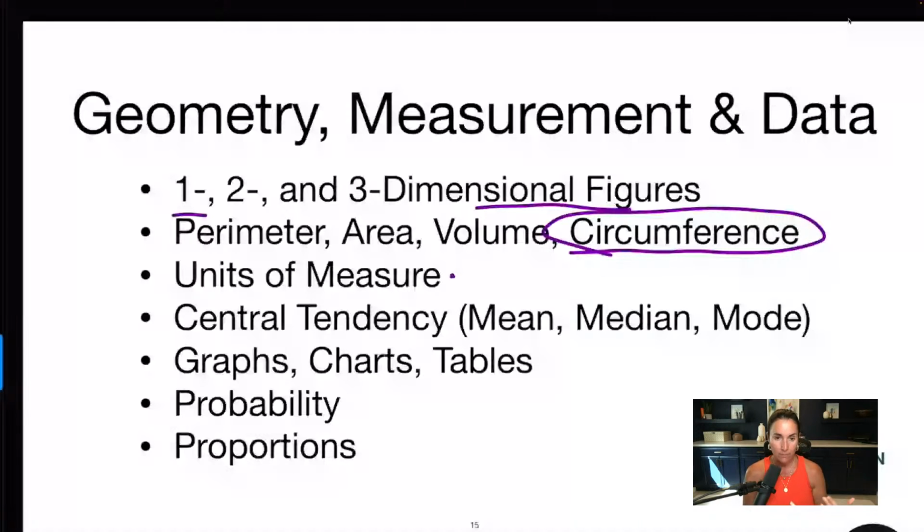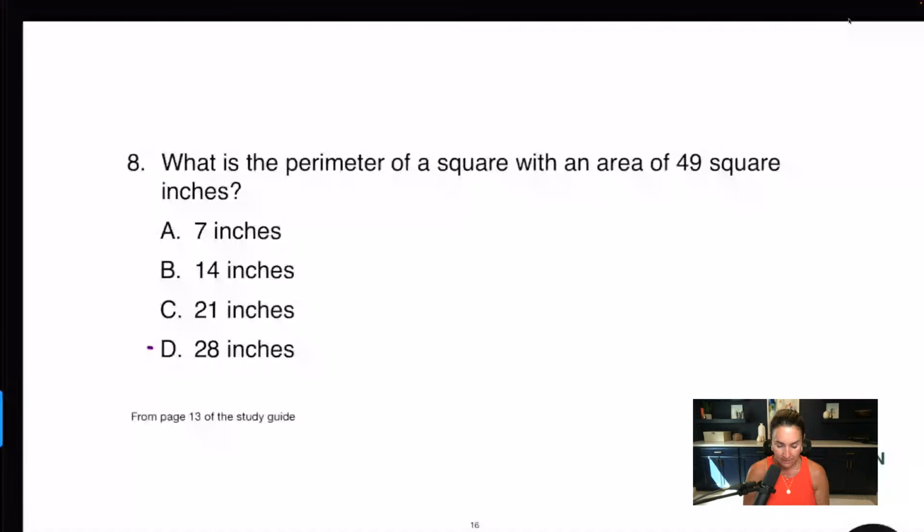Units of measure, cups to gallons, pints to quarts, things like that. You might see some central tendency, mean, median, and mode, averages, things like that. You're definitely going to have some charts and graphs, tables, probability, and again, proportions. Proportions go across all of them in math, right? So let's have a look at this here.